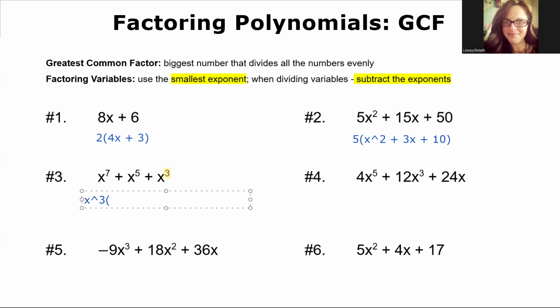x to the 7th divided by x to the 3rd, you'll subtract the exponents. 7 minus 3, we get x to the 4th. x to the 5th divided by x to the 3rd is x squared. And x to the 3rd divided by x to the 3rd is 1.